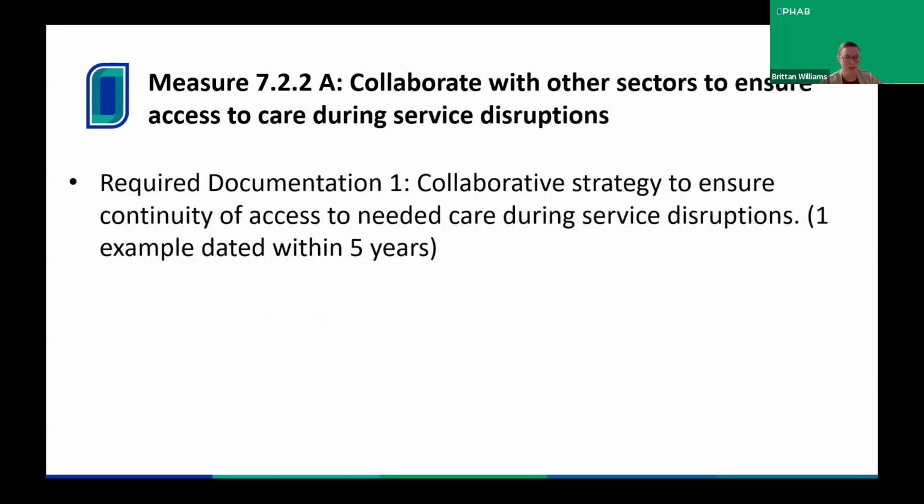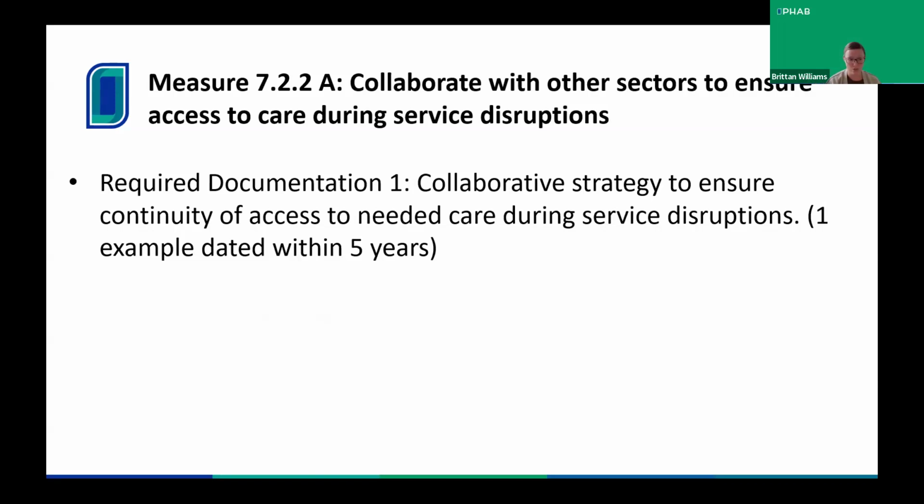Then the fourth and last measure within Domain 7 is to collaborate with other sectors to ensure access to care during service disruptions. And this measure has one required documentation, which calls for one example that must be dated within 5 years. The required documentation asks for a collaborative strategy to ensure continuity of access to needed care during service disruptions.